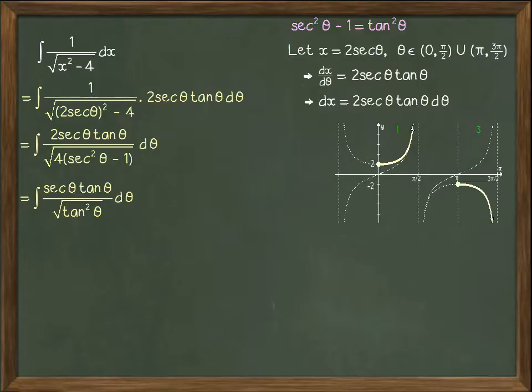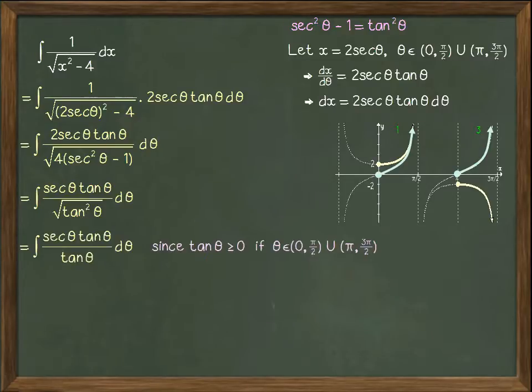Now the square root of tan squared theta again is equal to the absolute value of tan theta, but since tan is positive on the first and the third quadrant, this can simply simplify to tan theta. Cancelling out my tan thetas leaves me with the integral of sec theta, which integrates as the ln of sec theta plus tan theta plus c.